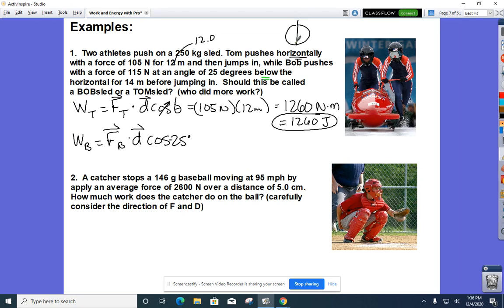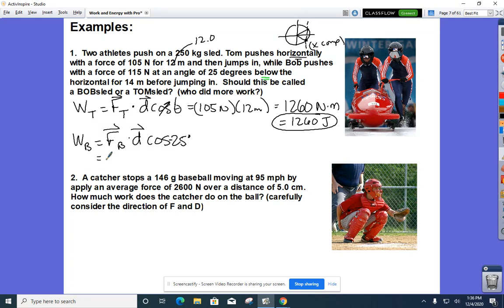Doesn't really matter, but I'm going to go back to my unit circle for a second. 25 degrees above, 25 degrees below. You notice they both have the same cosine value, which is the x component, right? So it doesn't really matter whether it's negative 25 or positive 25. They both have the same projection along the x-axis, and so we can just use the cosine of 25 degrees. Let's go ahead and put in these numbers here.